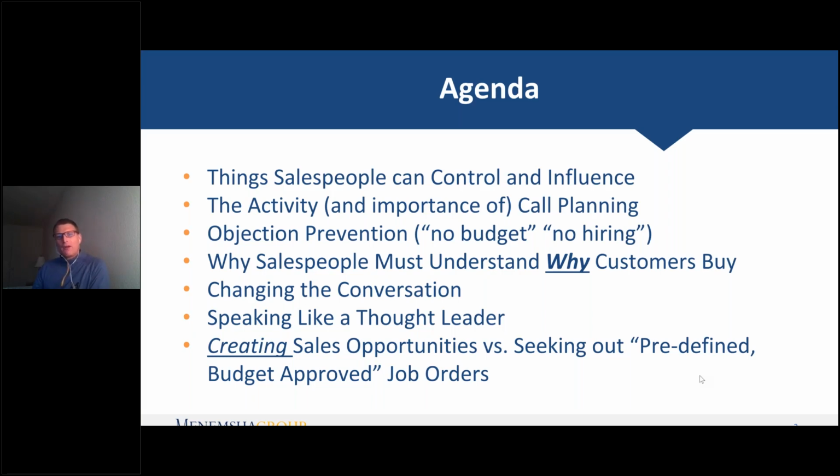And then from there, that's where the conversation is going to pivot, and we're going to talk about how to change the conversation. I'm going to share with you some specific ideas on how you can position yourself as an authoritative thought leader and actually create sales opportunities, as opposed to just being a salesperson who's seeking out what I like to call predefined budget-approved job orders. So that's what we're going to cover today in a nutshell. We can jump to the next slide.